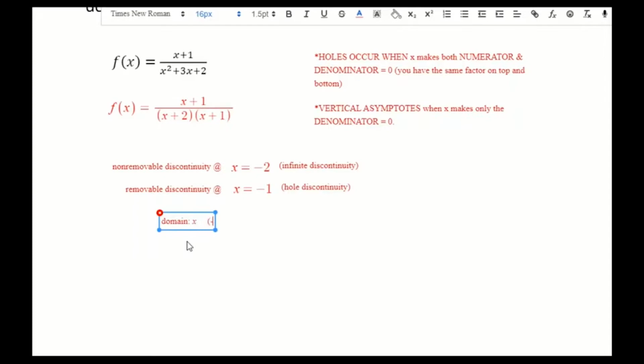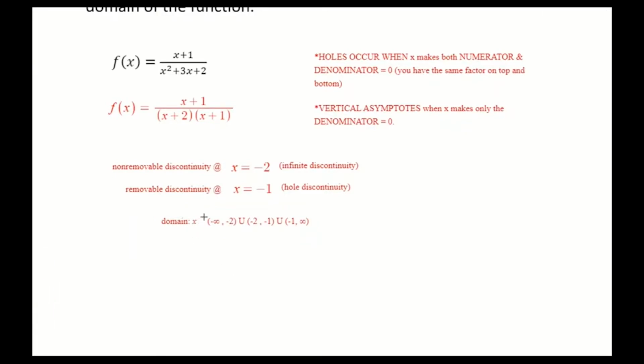And then it's going to be from -infinity to -2, and then we should have a big U symbol, okay, and then from -2 to -1, and then from -1 to infinity. So basically saying all real numbers except for -2 and -1. So this is how you would write it if you were using set notation. And here's my little set symbol, like x is an element of this set. It's kind of ugly, but that's basically what it should look like. Okay, so that's one way to write the domain.